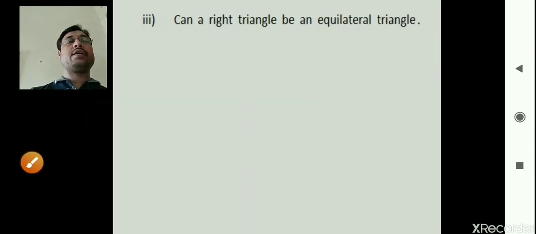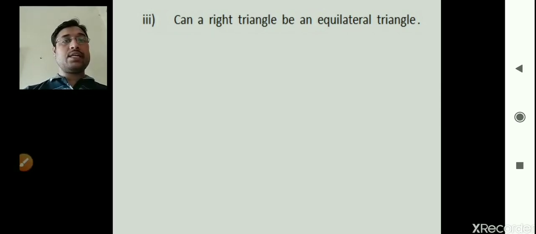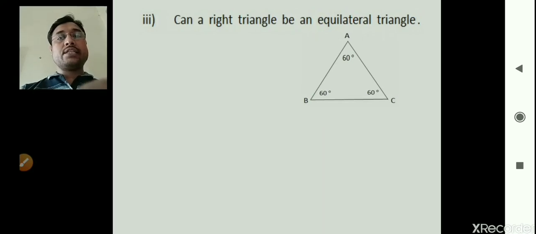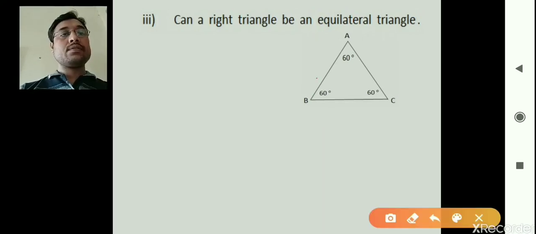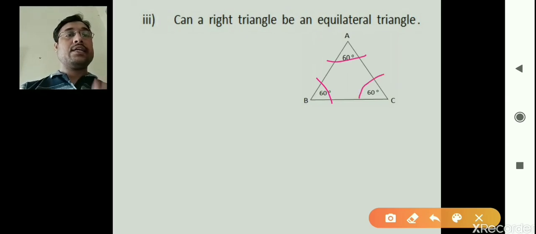Next you will say, can a right triangle be an equilateral triangle? This we can say no, a right triangle cannot be an equilateral triangle, because in an equilateral triangle we know that each angle measures 60 degrees. Angle B 60, angle A 60 here, and angle C 60. That means all three angles measure 60 degrees only, but in a right triangle there must be one right angle, that means a 90 degree angle. Therefore we can say a right triangle cannot be an equilateral triangle. You will say no. Okay.